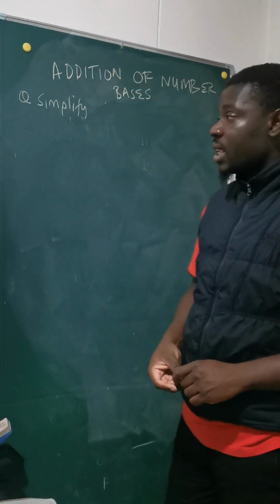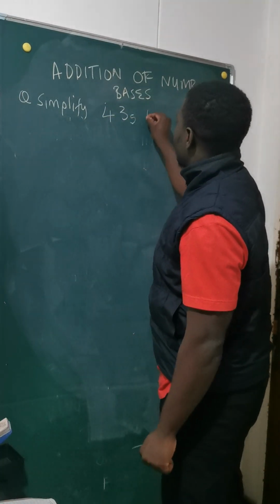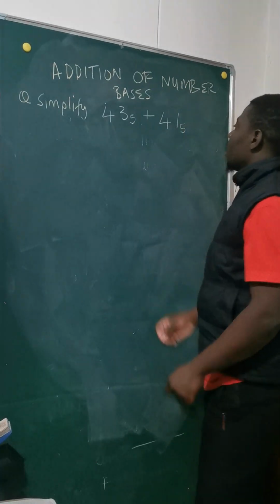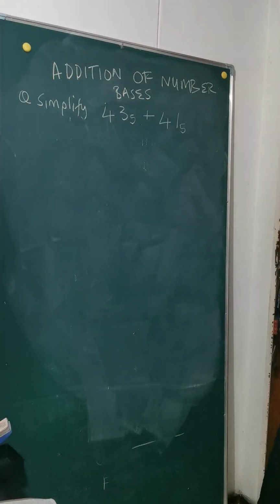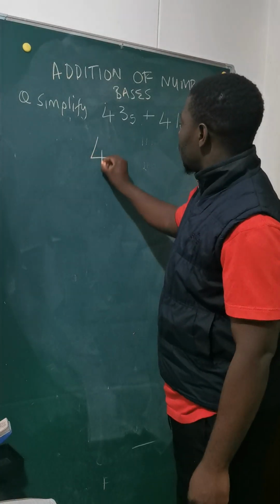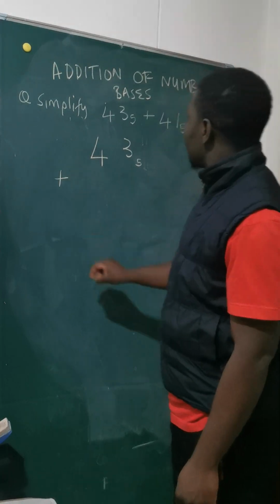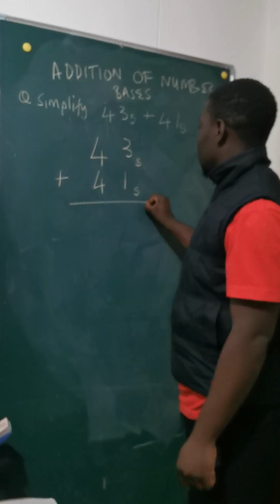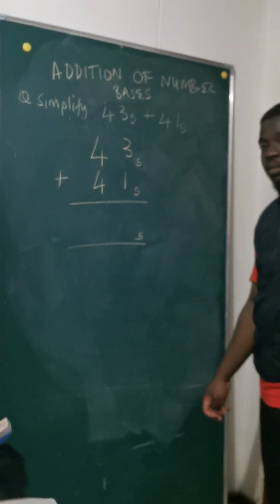Suppose the question says simplify 43 base 5 plus 41 base 5. So what we do is write 43 here, then write base 5. Then we write a plus, then 41 in base 5. Which means our answer automatically is in base 5 because we are adding numbers in base 5.